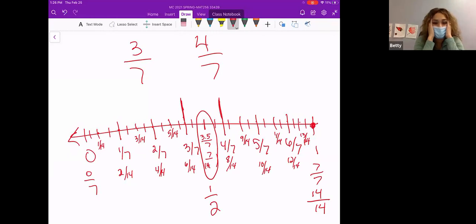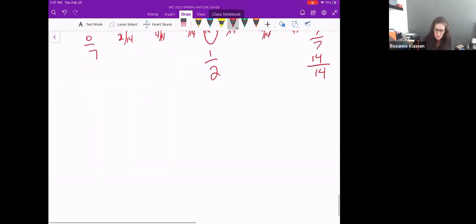Does that help? Yes, it does. I just feel like I was breaking my head for it. Now it makes sense. And we did it visually. You could do it without doing a visual. I think the visual is very helpful for students.